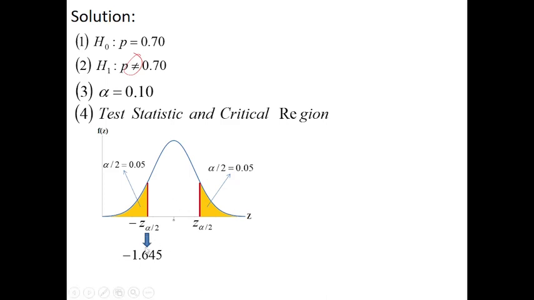Lower than this value, that will be the critical region. And if this is negative, this will be positive because of the symmetrical property of our curve. And beyond this region, or should I say greater than 1.645, that will be the critical region. So we can now proceed.